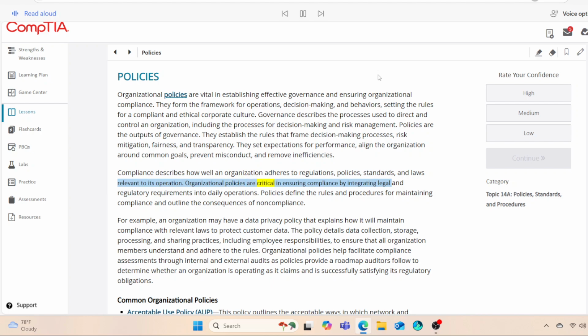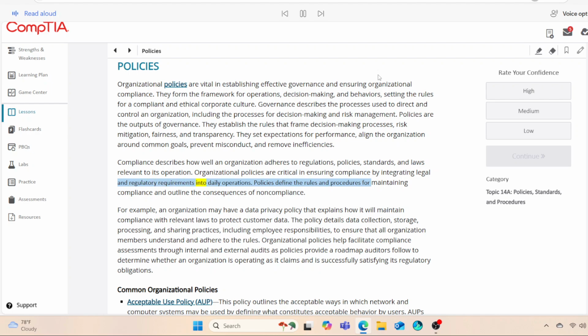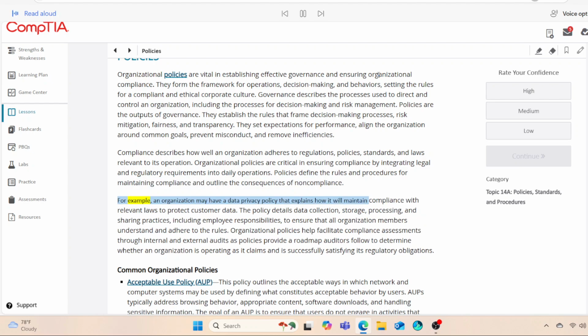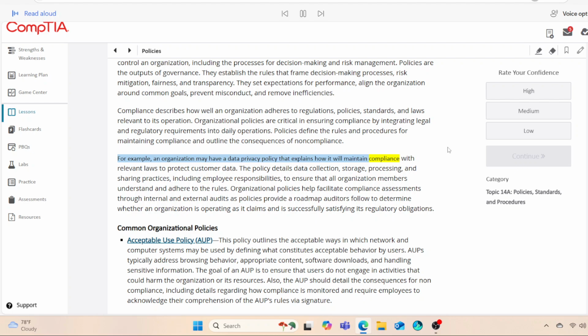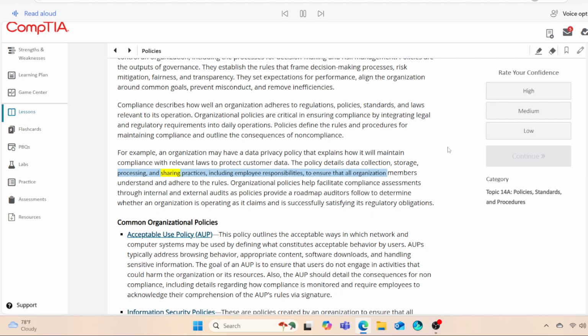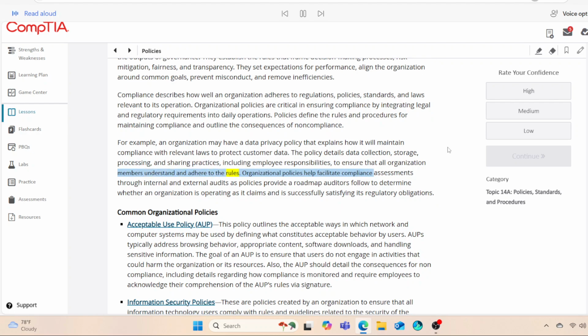Organizational policies are critical in ensuring compliance by integrating legal and regulatory requirements into daily operations. Policies define the rules and procedures for maintaining compliance and outline the consequences of noncompliance. For example, an organization may have a data privacy policy that explains how it will maintain compliance with relevant laws to protect customer data. The policy details data collection, storage, processing, and sharing practices, including employee responsibilities, to ensure that all organization members understand and adhere to the rules.